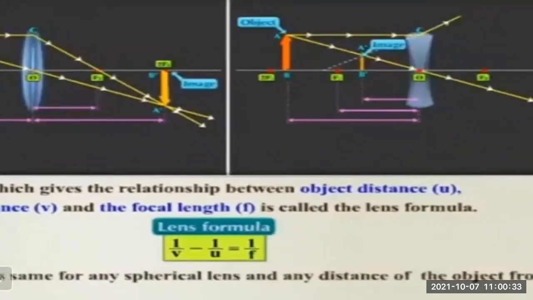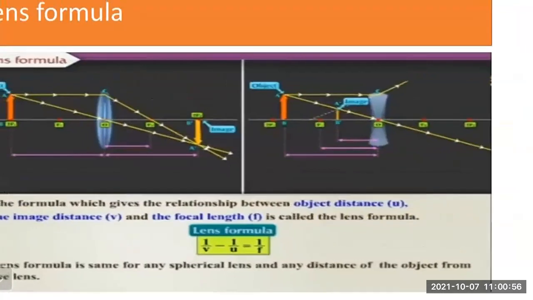From this formula, if any two terms are given, like if the image distance and object distance are given, you can find the focal length. Then if the image distance and focal length are given, you can find the object distance. Got it? So you have to remember this formula.